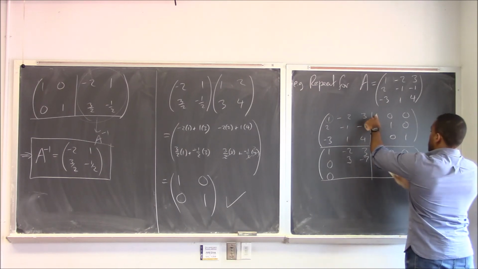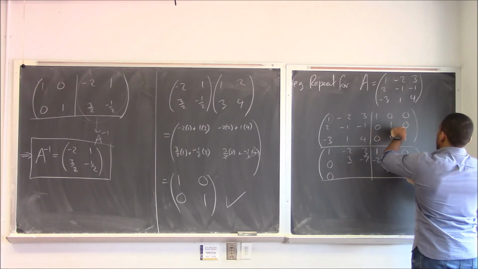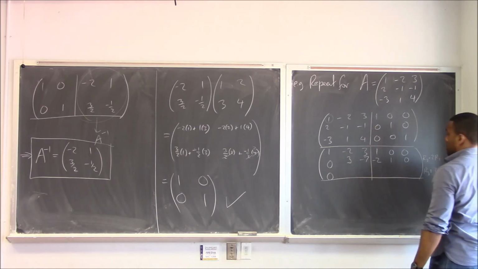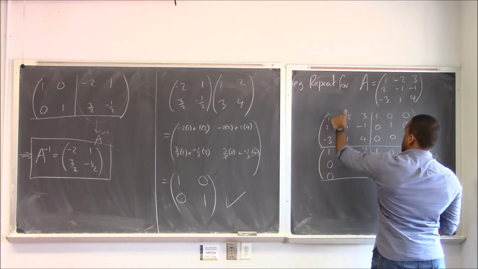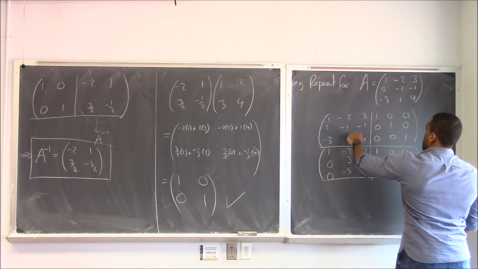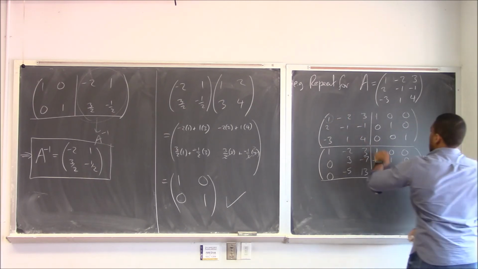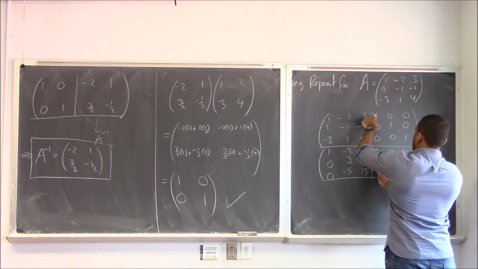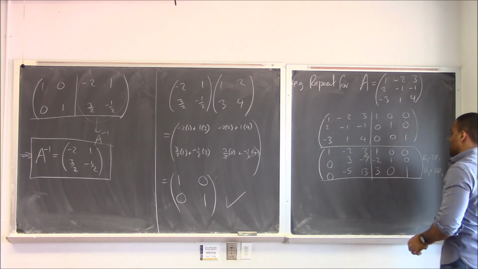This minus 2 times that, minus 2. This minus 2 times that is 1. This minus 2 times that is 0. Now this plus 3 times that is 0. This plus 3 times that is minus 5. This plus 3 times that is 13. This plus 3 times that is 3. This plus 3 times that is 0. This plus 3 times that is 1.